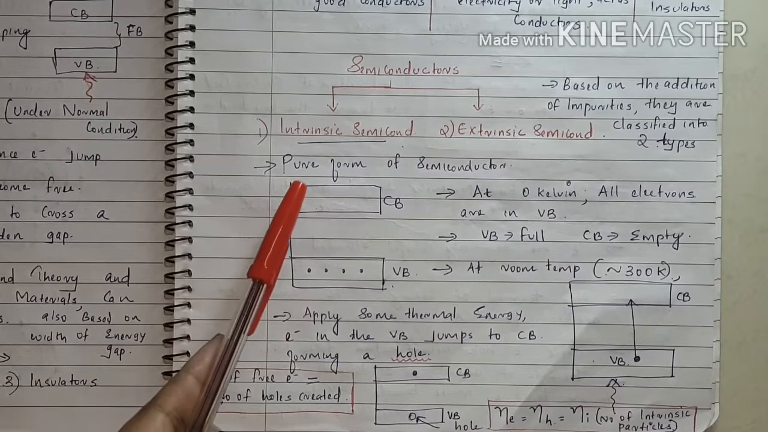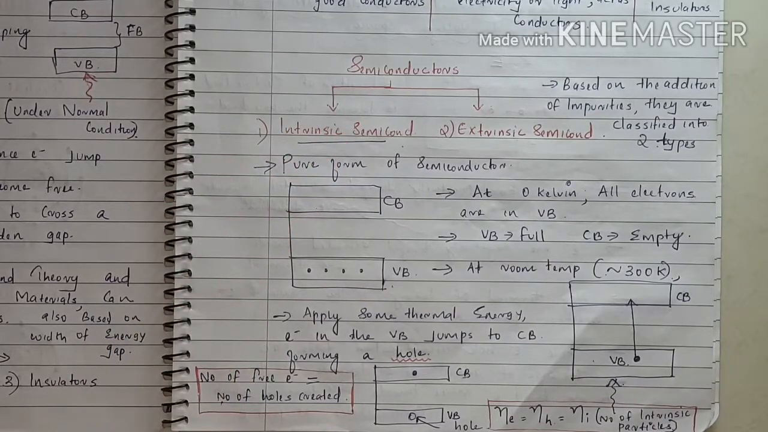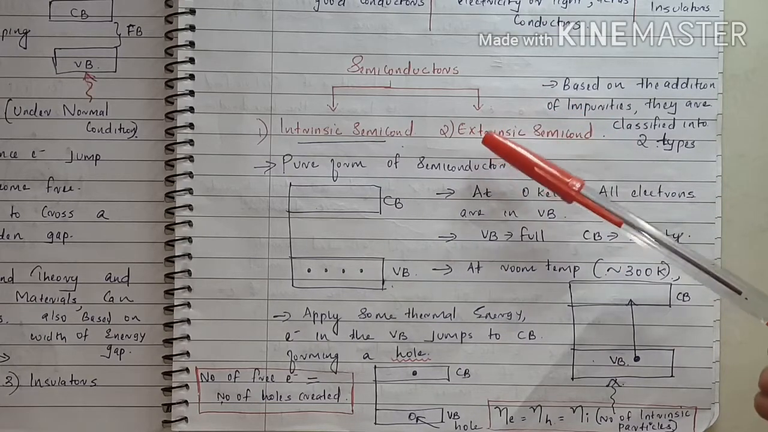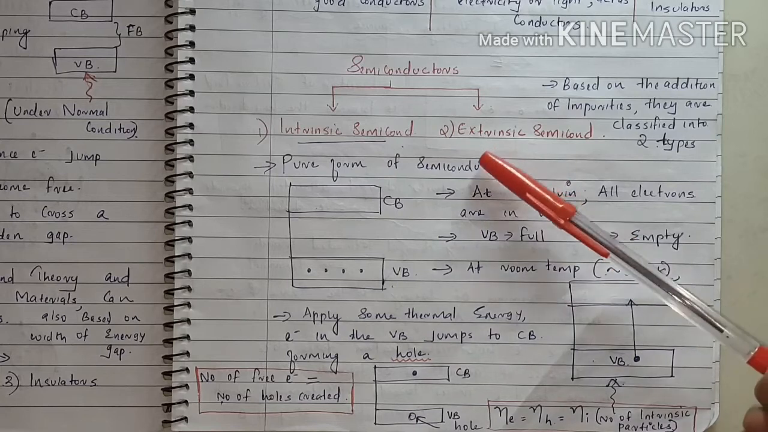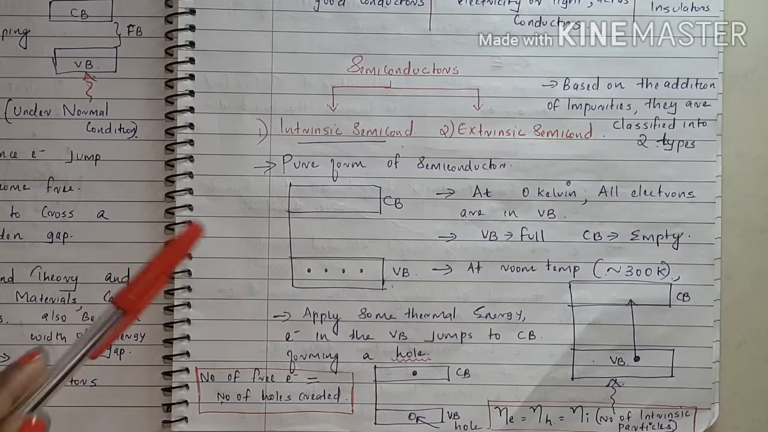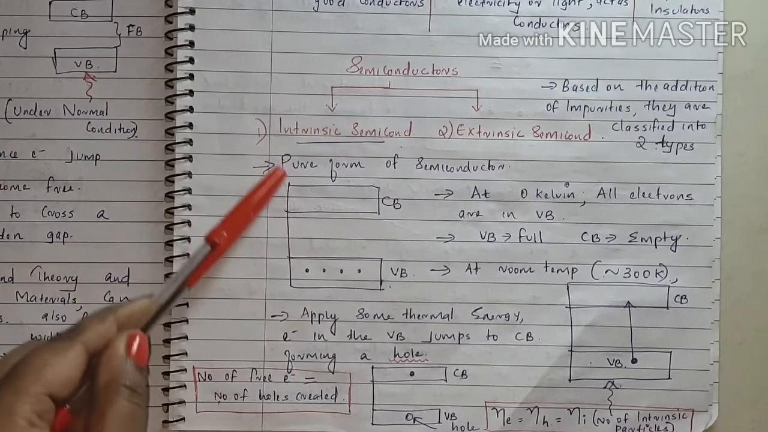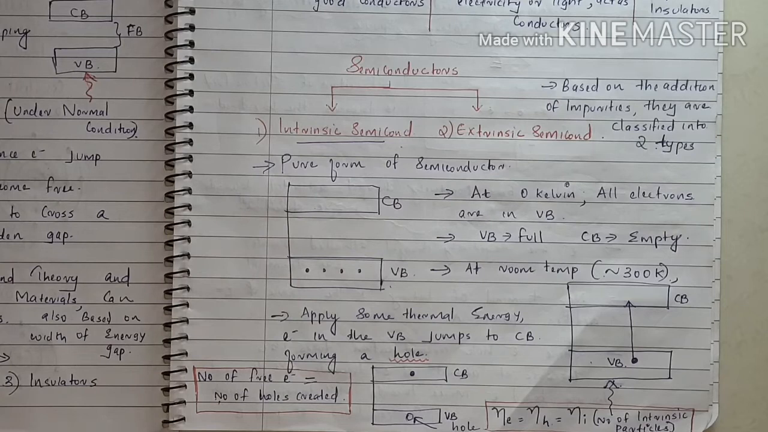Next is all about the classification of semiconductors. Based on the addition of impurities, semiconductors can be classified into two types. One is intrinsic semiconductors and the second is extrinsic semiconductors. First we will discuss intrinsic semiconductors. They are the pure form of semiconductors.